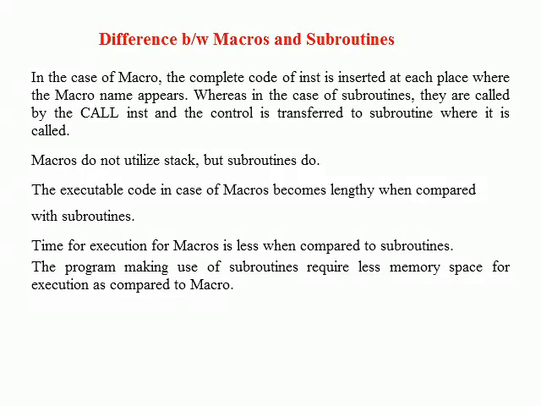The next is that the executable code in the case of a macro becomes lengthy as compared to a subroutine. A macro requires less time for execution as compared to a subroutine because a subroutine uses call and return instructions. The program using a subroutine requires less memory space for execution as compared to a macro.